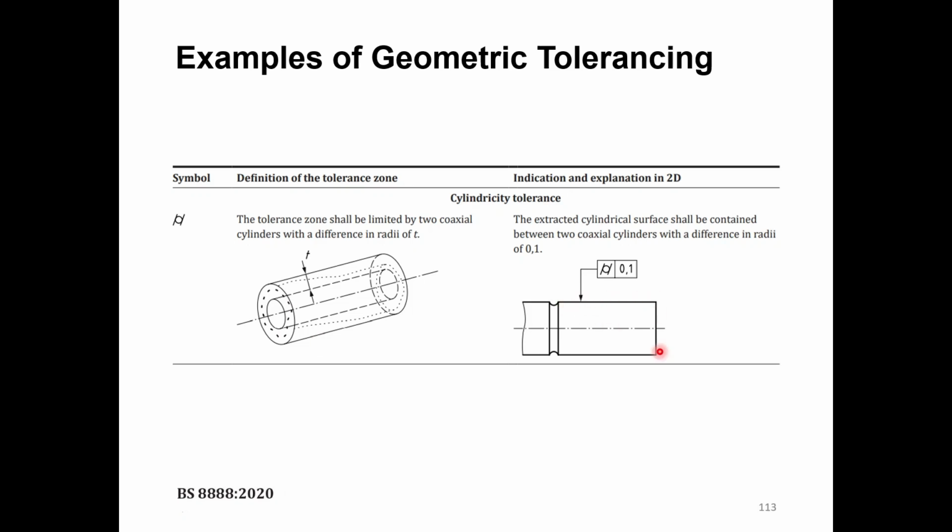So this is the real cylinder. Then we plot a theoretical cylinder which is smaller than this one, and another cylinder that is larger than this one, and the difference between these two cylinders is t, which is 0.1 in this case. And the real cylinder surface should be within this tolerance, okay?